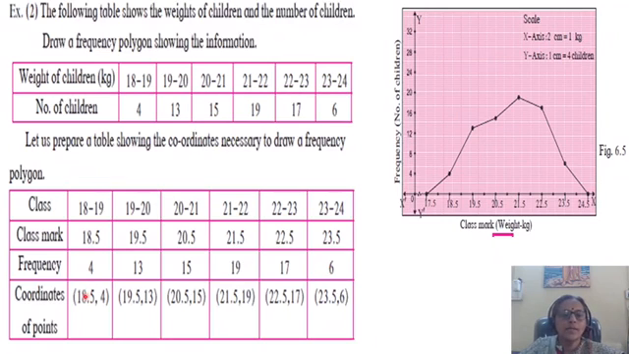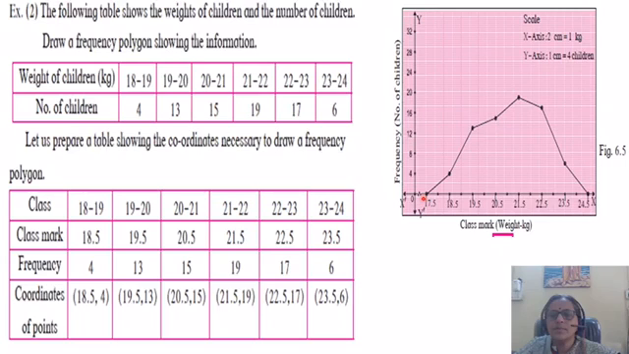Points to be plotted. Coordinates of points: 18.5 is the x coordinate, the y coordinate is 4. 19.5, the y coordinate is 13. 20.5, 15. 21.5, 19. 22.5, 17. 23.5, 6. So these were the points to be plotted, respectively x coordinate and y coordinate.